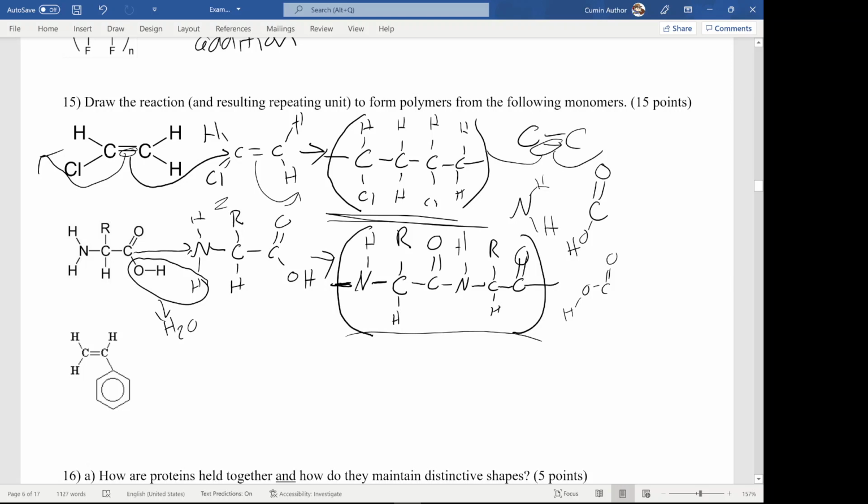Again, no hydrogen, no nitrogens, no oxygens. We've got this benzene group, but the benzene does not do anything special. It's just another side chain, as much as the chlorine was from the first one. What we do have is that carbon-carbon double bond. So I'm going to clean this up just because I'm using a little bit too much space here.